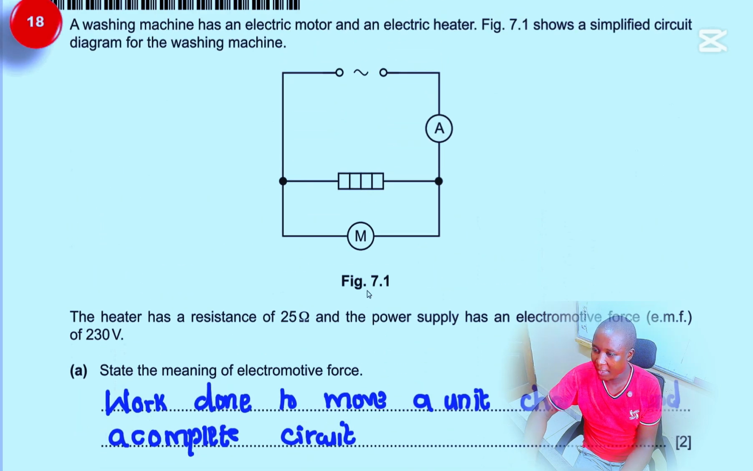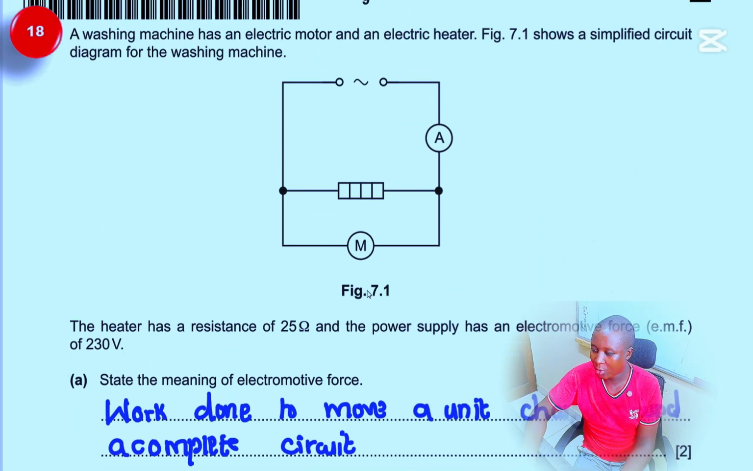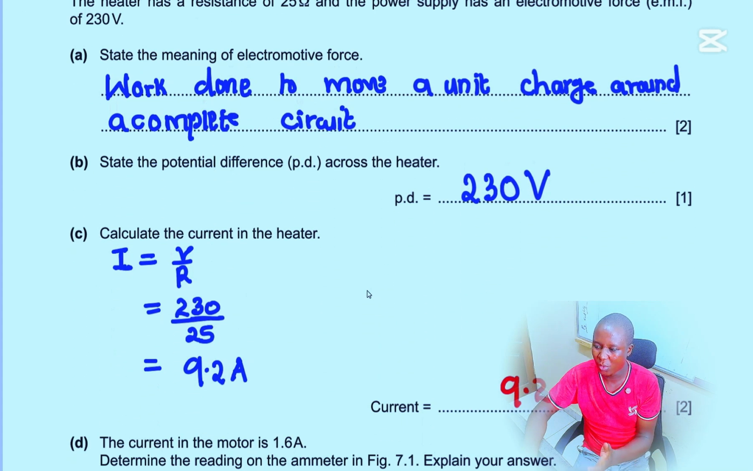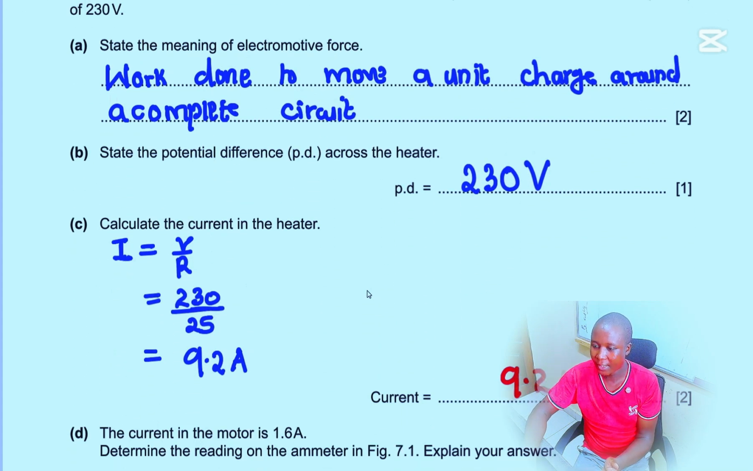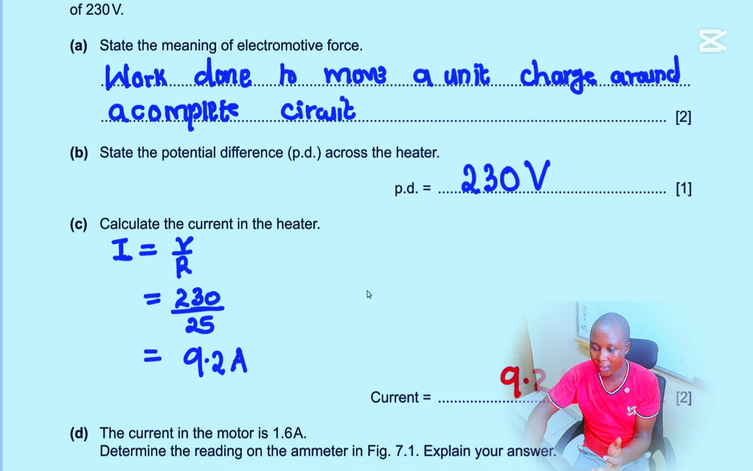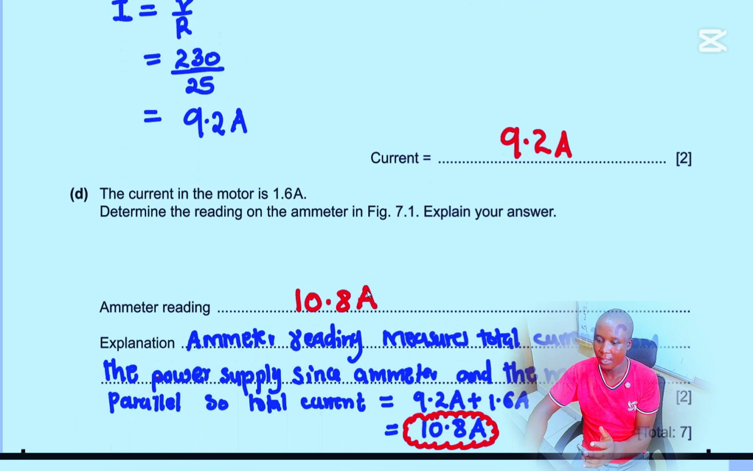Then state the potential difference across the heater. If you look at the heater and the motor, those two components are connected in parallel to the power supply. So they're going to have the same voltage, which is 230 volts. Calculate the current in the heater. You take the voltage across the heater divided by the resistance of that heater. Then we get 9.2 amperes.